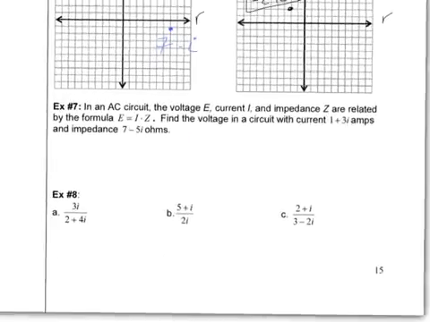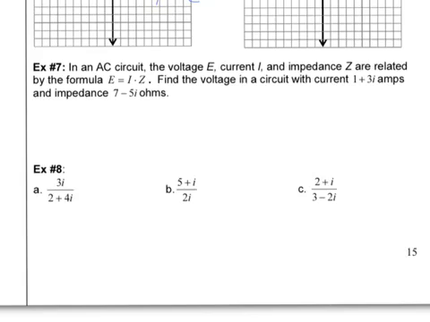Okay, a couple little things here. This is primarily what imaginary numbers are used for. It's in circuitry. So in an AC circuit, the voltage E, current I, and impedance Z are related to this formula. E equals I times Z. Find the voltage in a circuit with the current 1 plus 3i amps and impedance 7 minus 5i ohms.